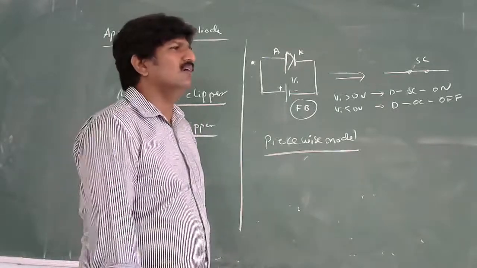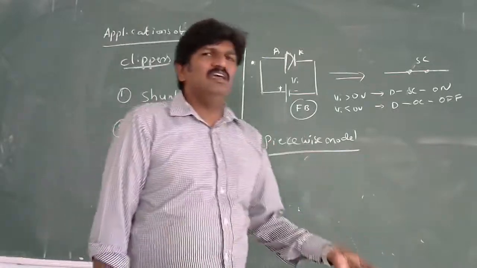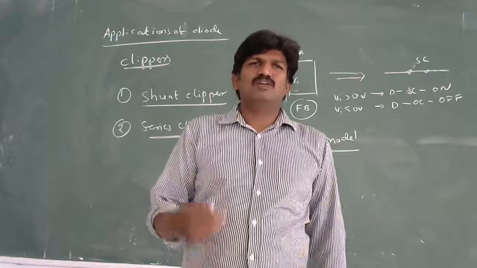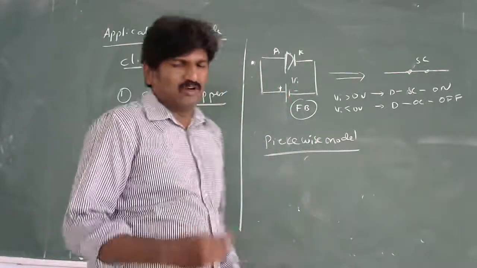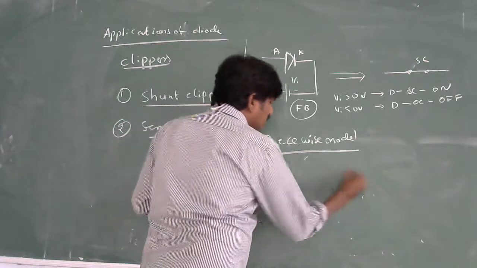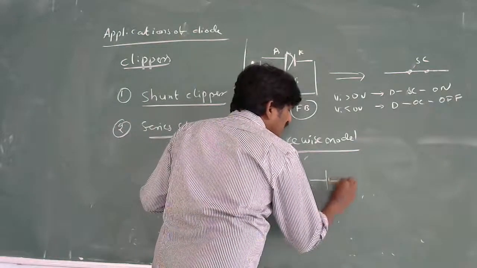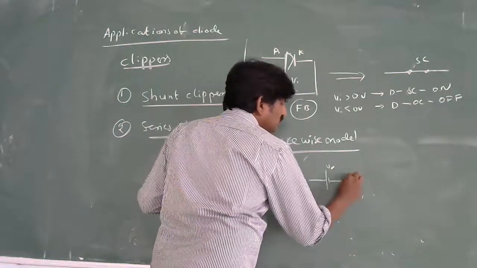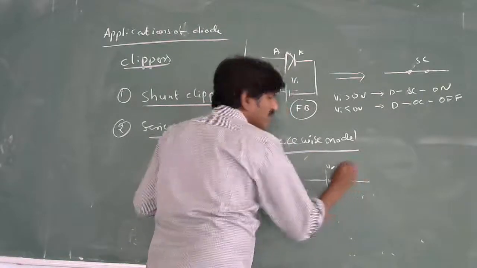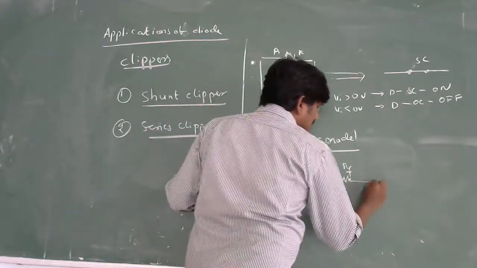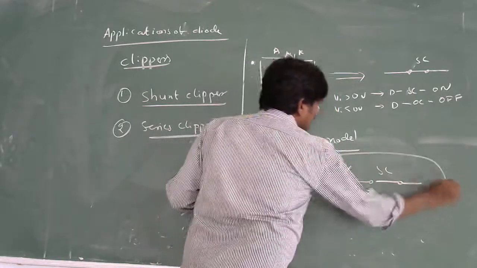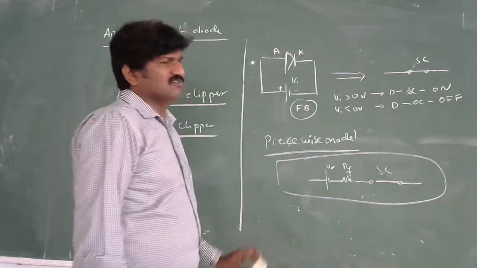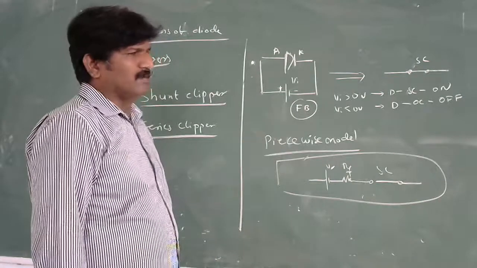It means though the diode conducts fully, it might have a small amount of resistance in the forward conduction also. The equivalent diagram for this one has the cut-in voltage, the forward resistance RF, and the closed switch. This one is the equivalent electrical circuit diagram of the piecewise model.